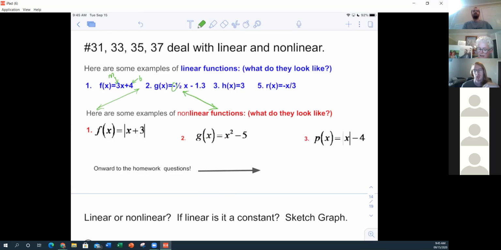Okay, and then this one, h of x equals 3. Is it increasing, decreasing, or staying flat? Right, and that's called constant.